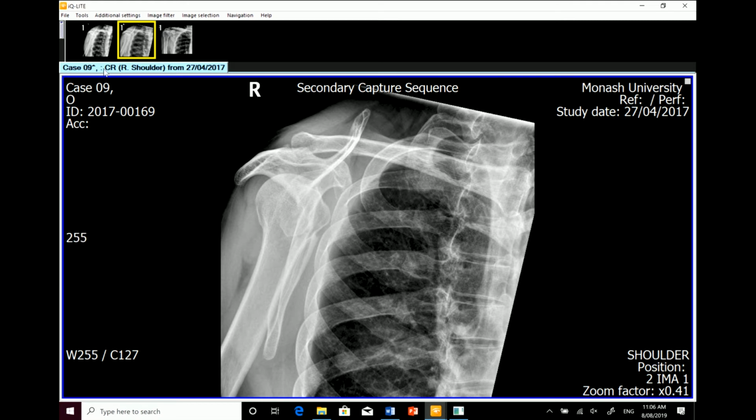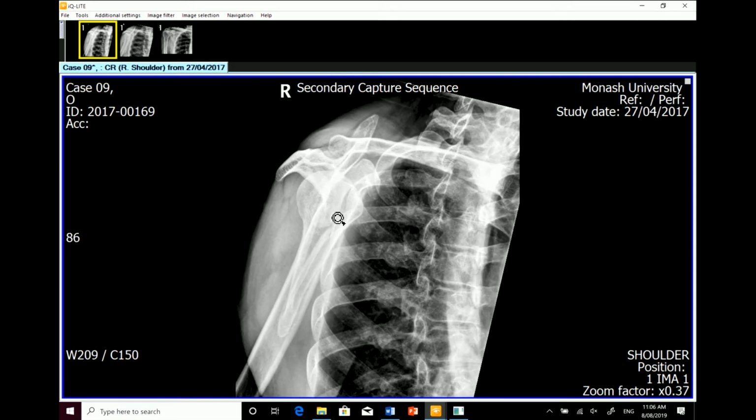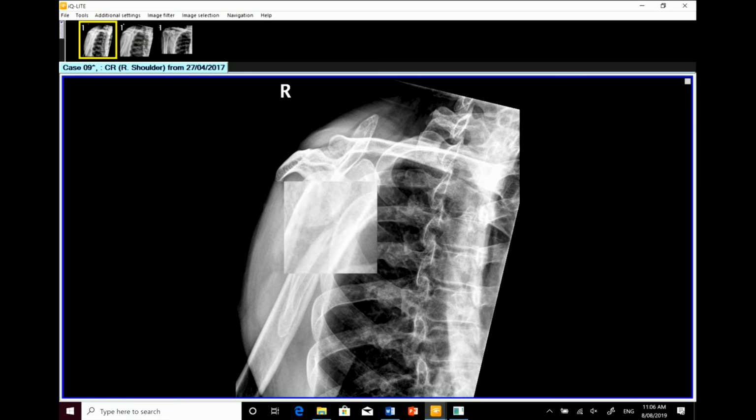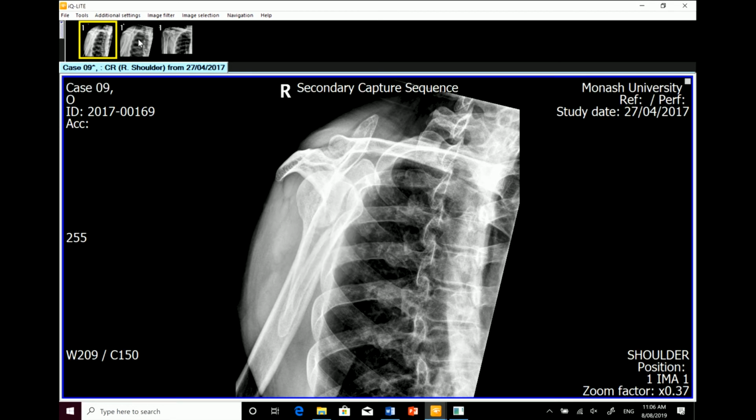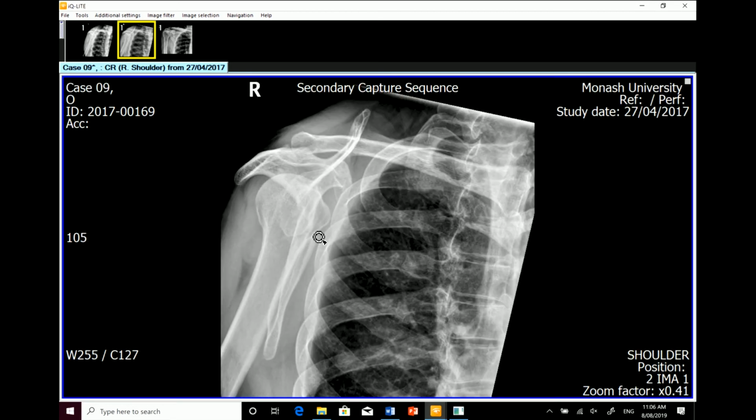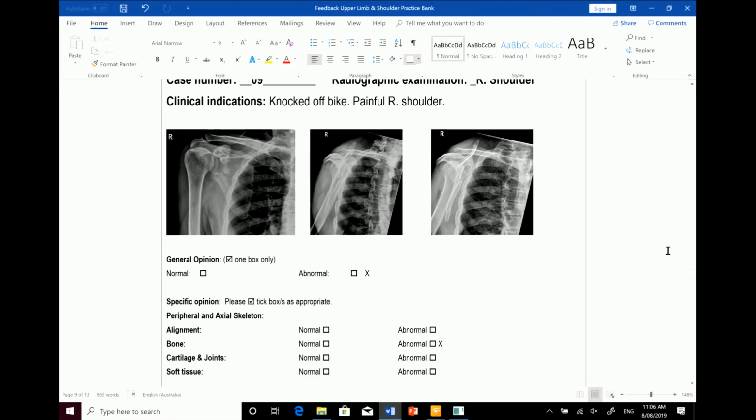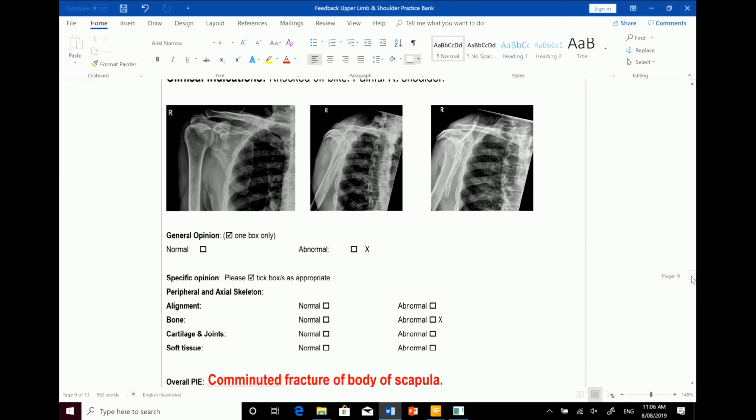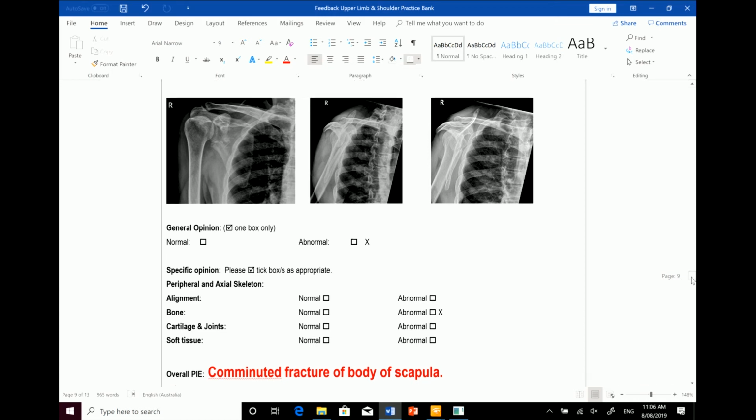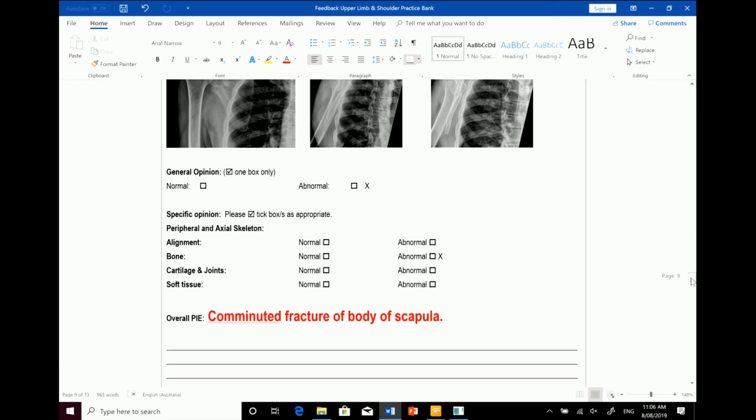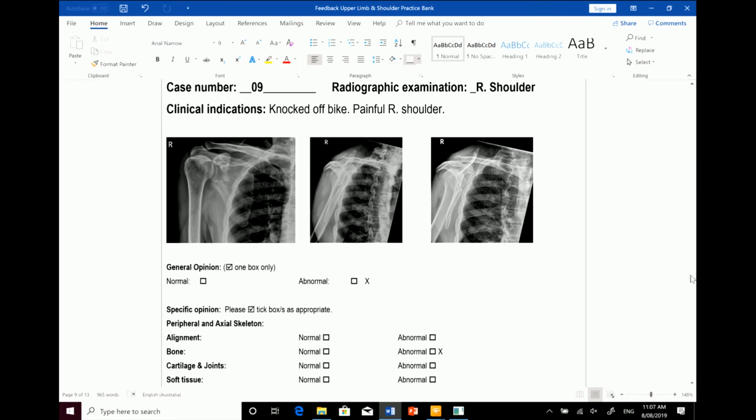And I think the next one actually shows the fracture much better. So you can see where the fracture is there, and similar here as well. Okay, so on our form then, it's abnormal, and the bone is abnormal. It doesn't involve the joint, and it's a comminuted fracture of the scapula.